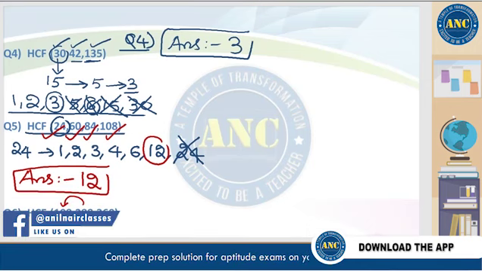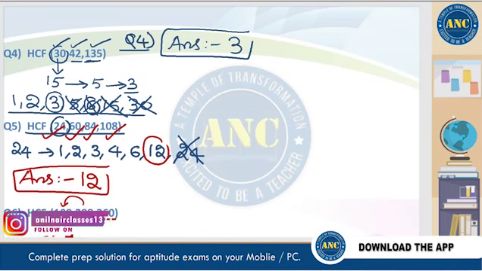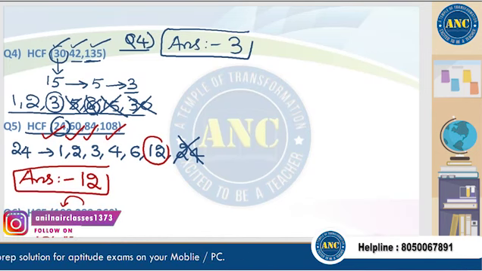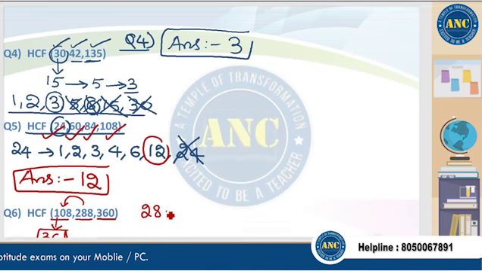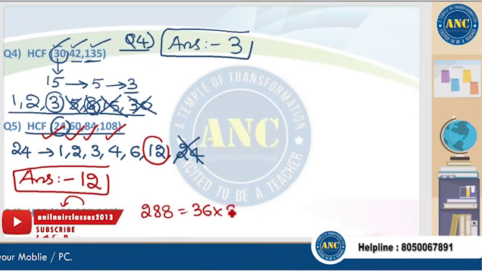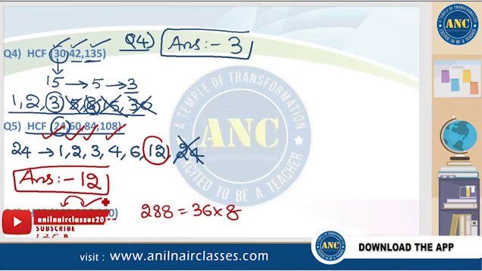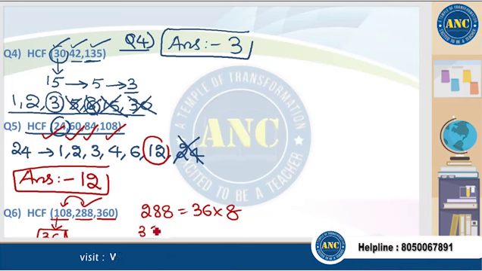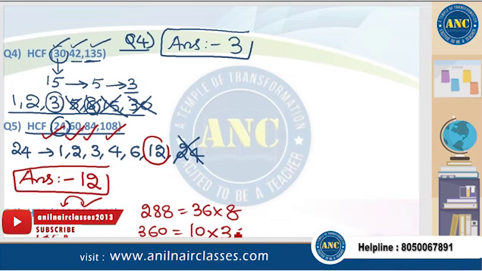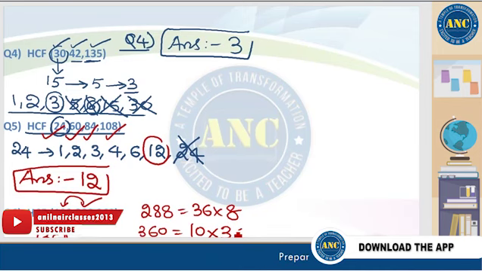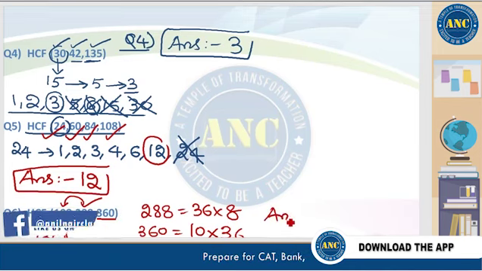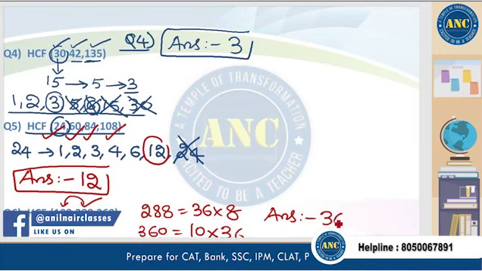So what is the next factor of 108? 36. 288 is nothing but 36 8s are. So 288 is divisible by 36. 360 is nothing but 10 into 36. 360 is also divisible by 36. So the answer for this question is 36.